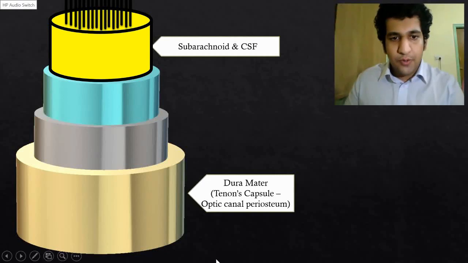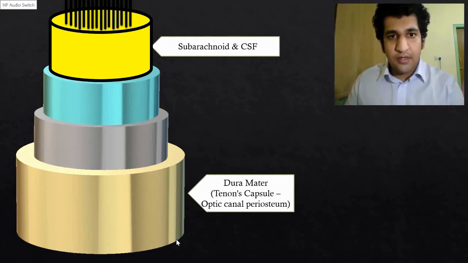So the dura is typically, proximally, continuous with the periosteum of the optic canal. We'll be coming to this more in the lecture on the optic nerve. And distally, it's continuous with Tenon's capsule that covers the orbit.